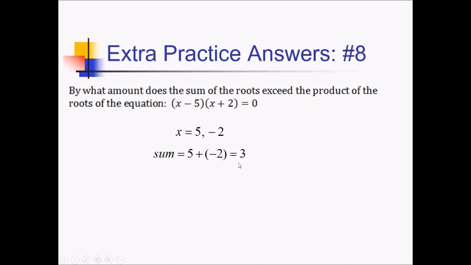The product means multiply them. So we have 5 times negative 2, giving us negative 10. And now we want to know by how much the sum exceeds the product. So basically we just have to do sum minus product. So 3 minus negative 10, that's really 3 plus 10, leaving us with 13.